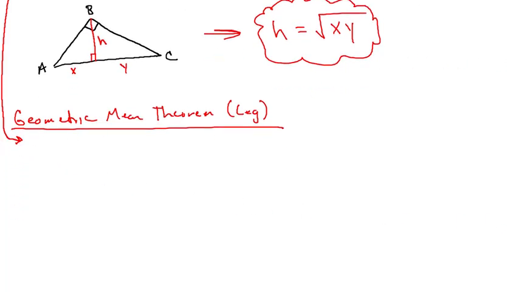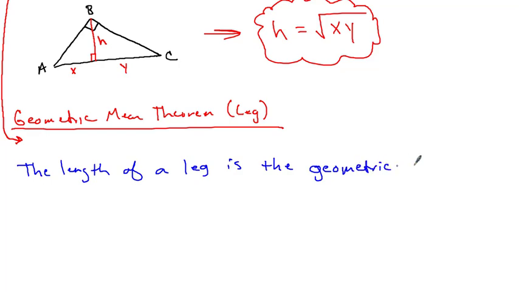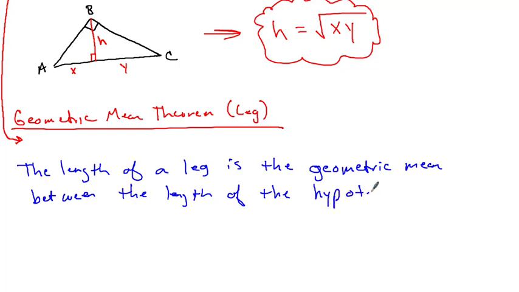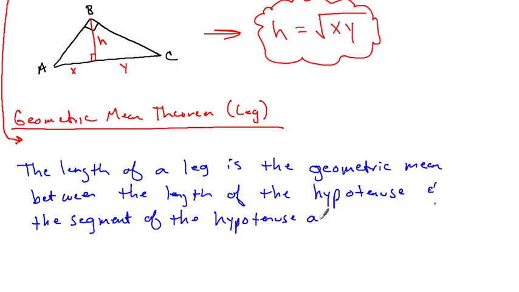And we're just going to write after that: the length of a leg is the geometric mean between the length of the hypotenuse and the segment of the hypotenuse adjacent to that leg.